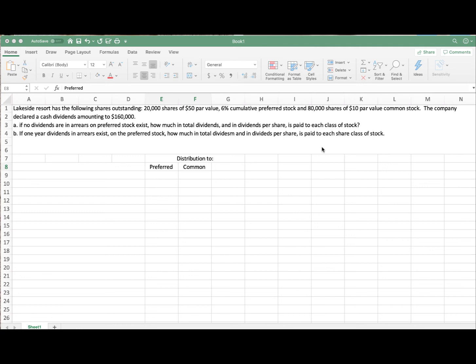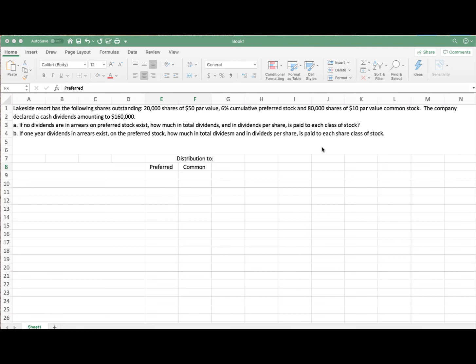In the lecture video, we talked at length about how to calculate dividends, how to calculate dividends in arrears, how to determine how much of the dividend payment should be distributed to the common shareholders. So what I want to do right now is just walk through an example here. This is not from your book, it's something I just created. So let's look at an example here.